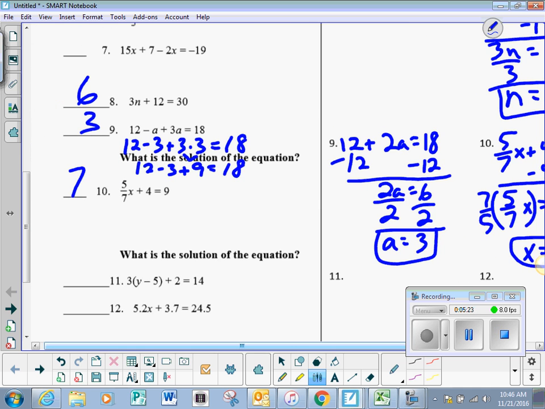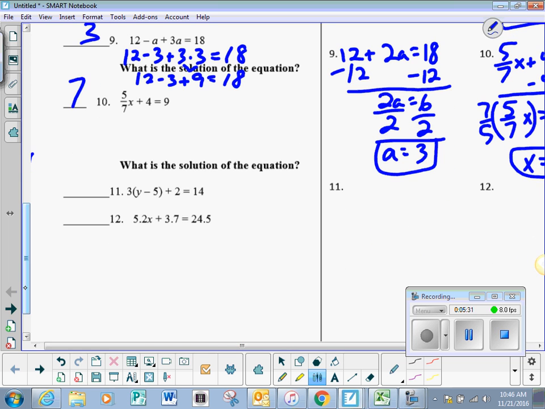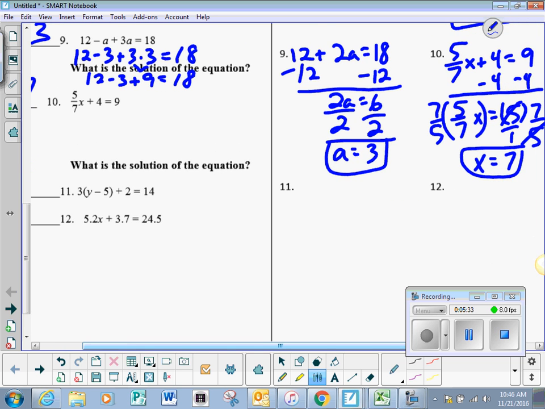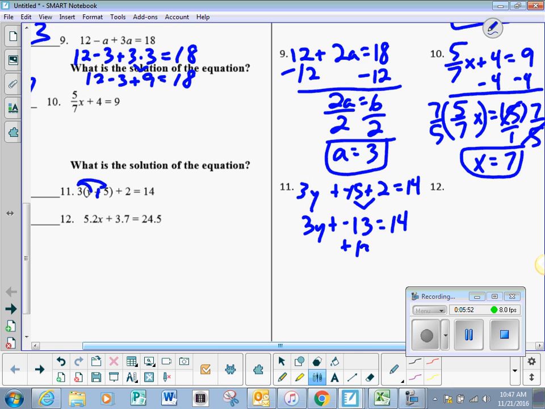Nice thing about watching this at home is you can pause, write down anything you need to if you don't have time today. Okay? Number 11, we have to simplify before we solve. So when I distribute the 3y, I get 3y plus negative 15 plus 2 equals 14. Then I add the negative 15 and the 2, and I get 3y plus negative 13 equals 14. Then I add 13 to both sides, so I get 3y equals 27. And then I divide both sides by 3 and get y equals 9.